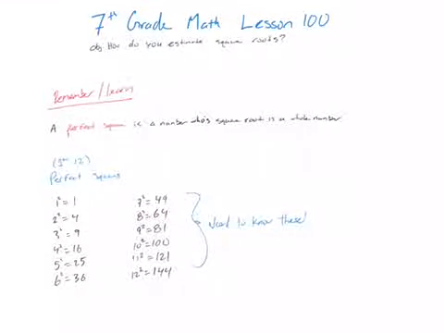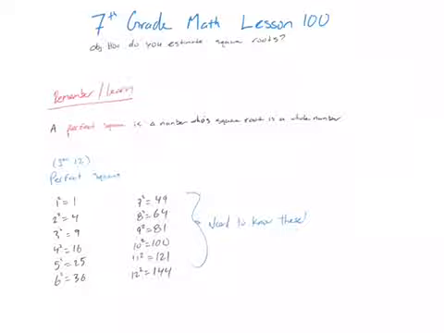This is lesson 100, and our objective is how do you estimate square roots? Remember yesterday, or last lesson, we were using square roots to calculate the Pythagorean theorem and to find side lengths of the triangle. And so today, we're going to be working with how you can estimate those on your own without a calculator, because sometimes you need to be able to do that even though you don't have a calculator with you.